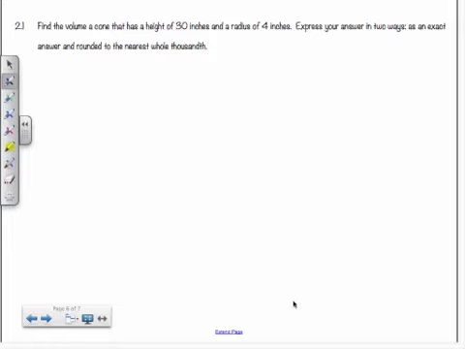All right, so let's look at example number 2 and let's underline key information. Find the volume of a cone, so this time it's a cone and not a cylinder, that has a height of 30 inches and a radius of 4 inches. Express your answer 2 ways: as an exact answer, so this is going to be the answer to part A, and then as an answer rounded to the nearest. This should say thousandth. Cross off the word whole. Okay, so this is part B.